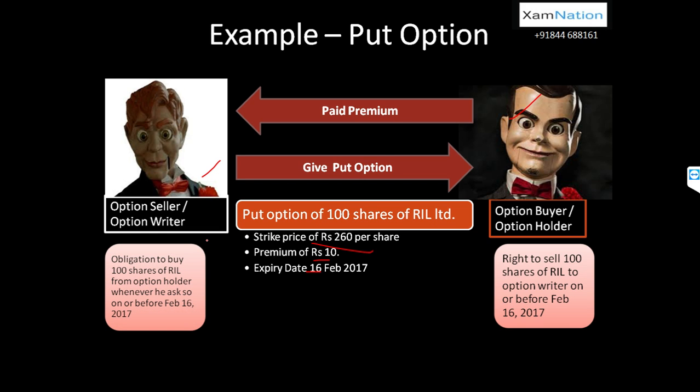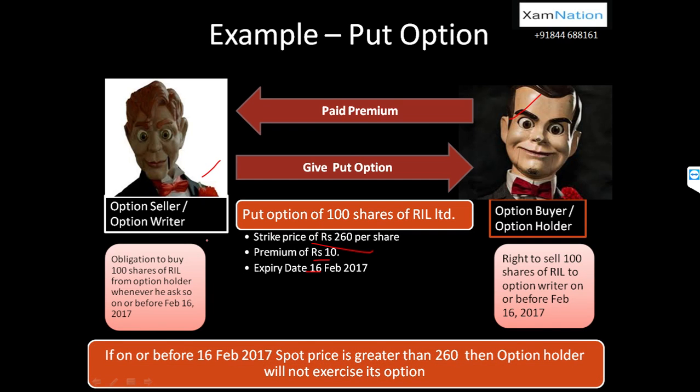Now if on or before 16 Feb 2016 the spot price is greater than 260, say it is 300, then it is unwise for this person to exercise this option. Why? In the market he can sell this asset at rupees 300, whereas if he sells to this person, he has to sell it at rupees 260, which is not a profitable thing.